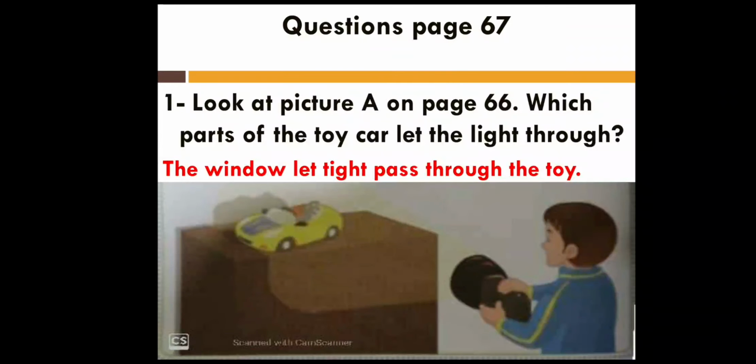Questions, page 67. Question 1. Look at picture A on page 66. Which parts of the toy car let the light through? As we talked before, only a transparent object lets the light pass through it. So the window is a transparent object. The window lets light pass through the toy.